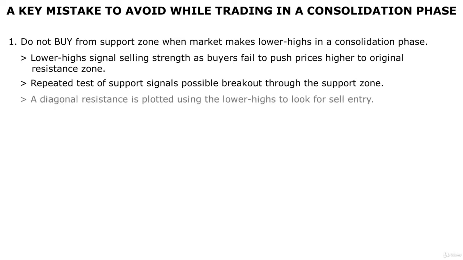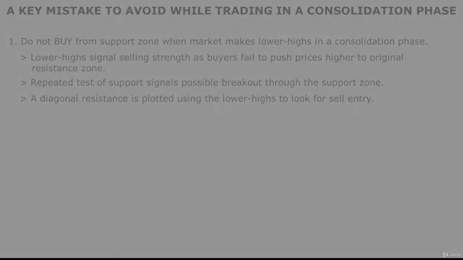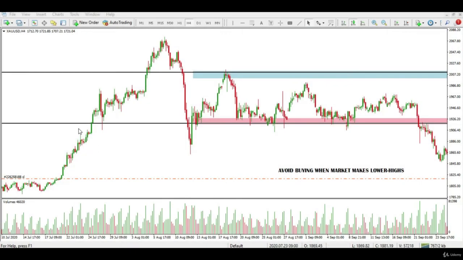So when you see price making lower highs in a consolidation phase, then you should plot a diagonal support to look for trade entries. Now we will study this guideline using examples. Here we're looking at 4-hour chart of gold. After a downtrend, price entered a consolidation phase on gold. Then, after first two legs of the sideways price movement, the support and resistance zones are plotted on this chart.